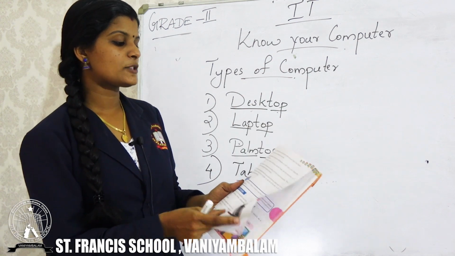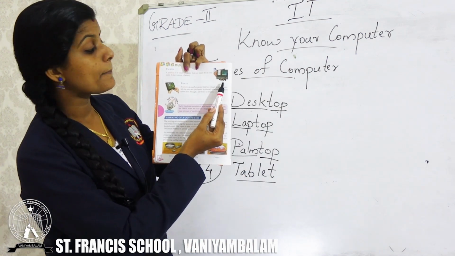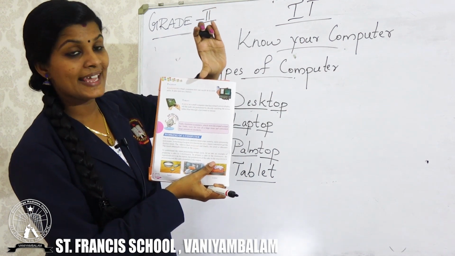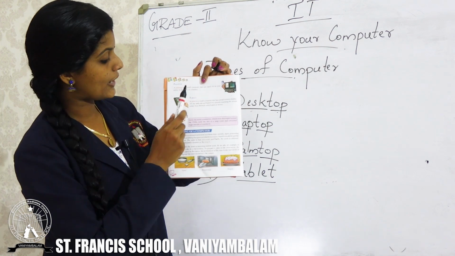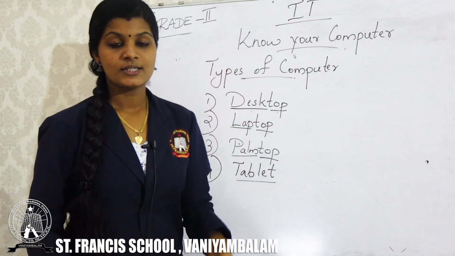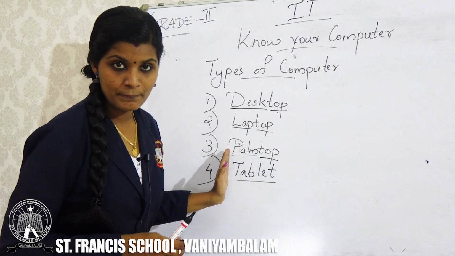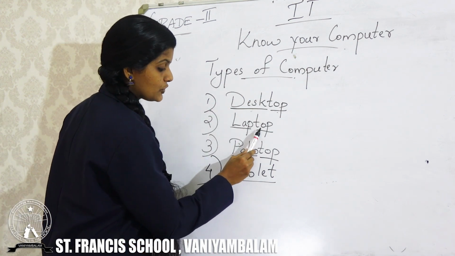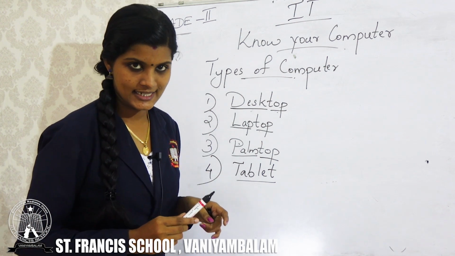Now in the next page, page number 4, you can see the picture of palm top. This way we can place our computer, that is known as palm top, and also the picture of tablet is given. So once again, there are 4 types of computer. First one is desktop, laptop, palm top, and the last one is tablet.